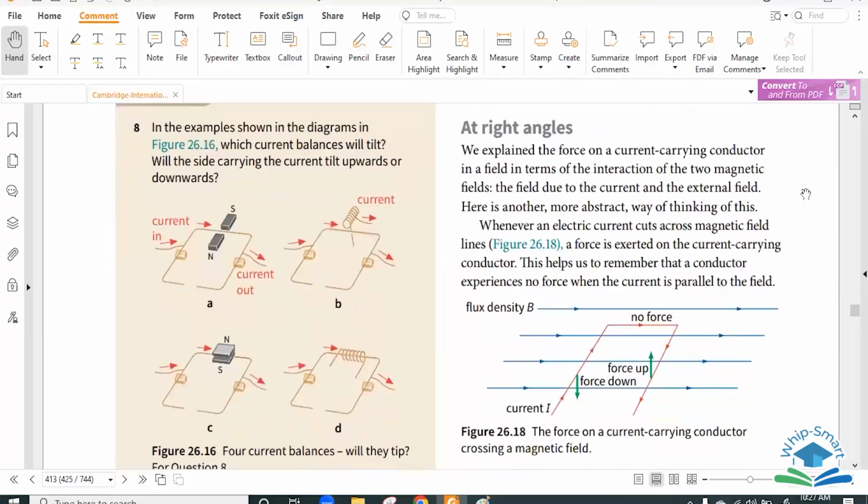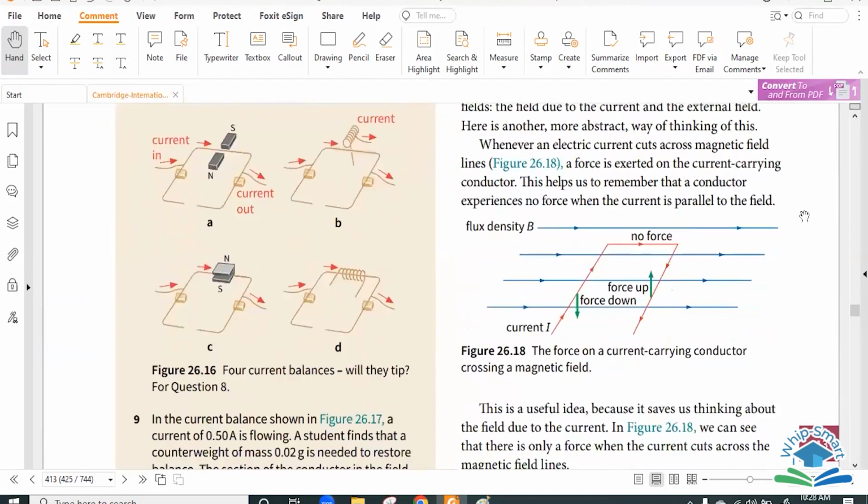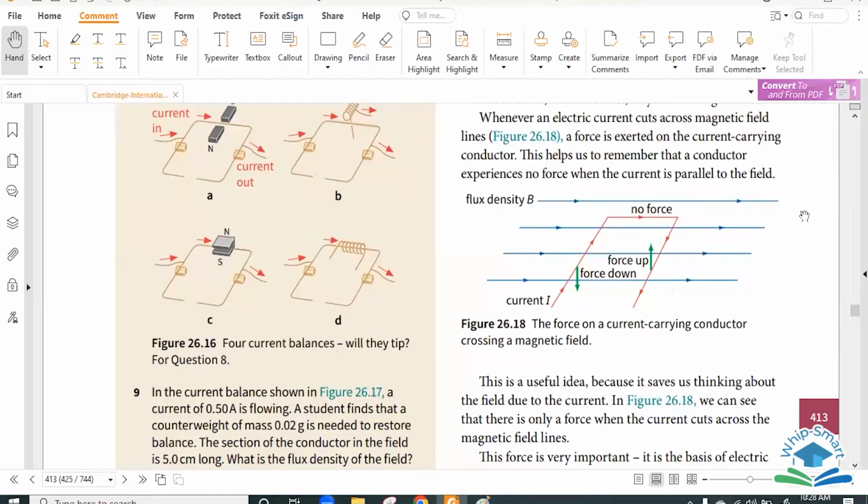Let's discuss another topic, which is current crossing magnetic field. When we place a coil in a magnetic field, it will start rotating. Now we'll study about the magnetic field's direction. This is a magnetic field, and we have placed a coil which carries current. On left, the direction is downward. On right, the direction is upward. On top, the direction is opposite to the magnetic field. And on the bottom, the direction is parallel to the magnetic field.